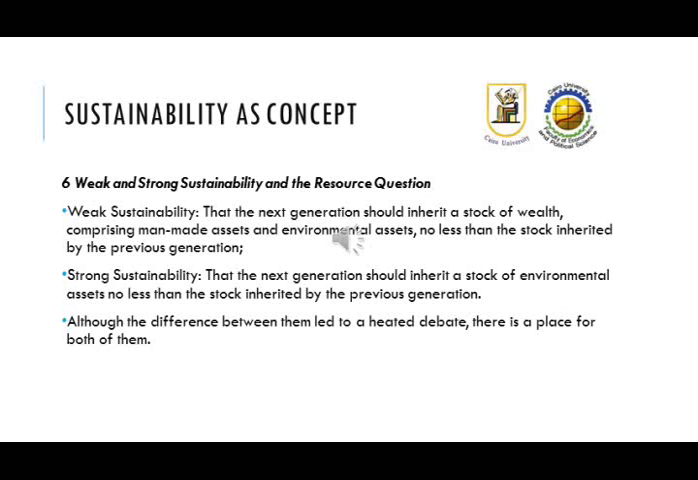So this is about a stock of wealth that goes beyond the inherited environmental assets and accepts the fact of replacing some of the lost ones by capital-generated ones. The other opinion is, two, that the next generation should inherit a stock of environmental assets no less than the stock inherited by the previous generation. So there is no talk of capital being able to replace it. These two views have been called weak and strong sustainability.